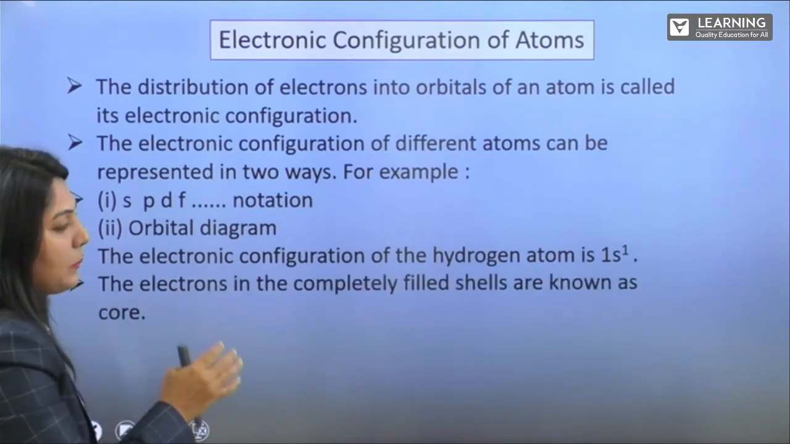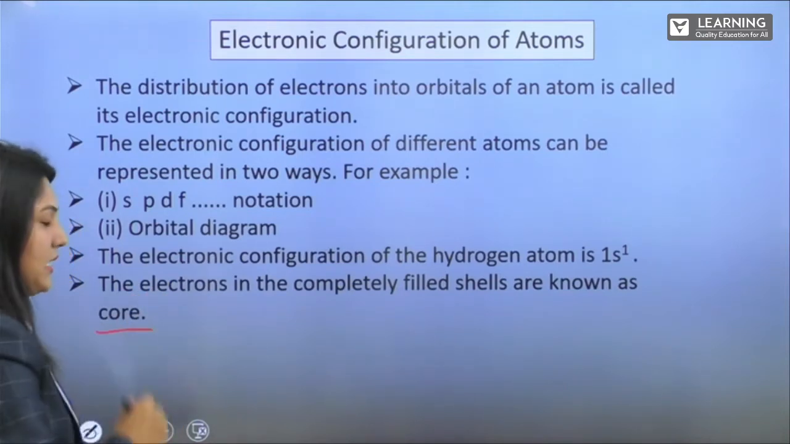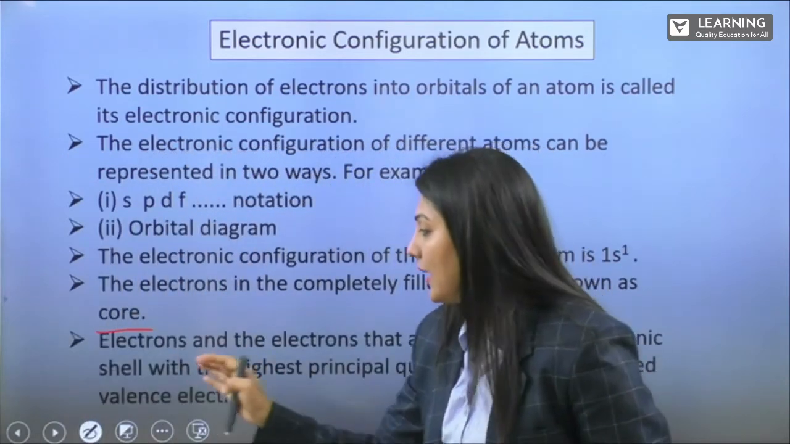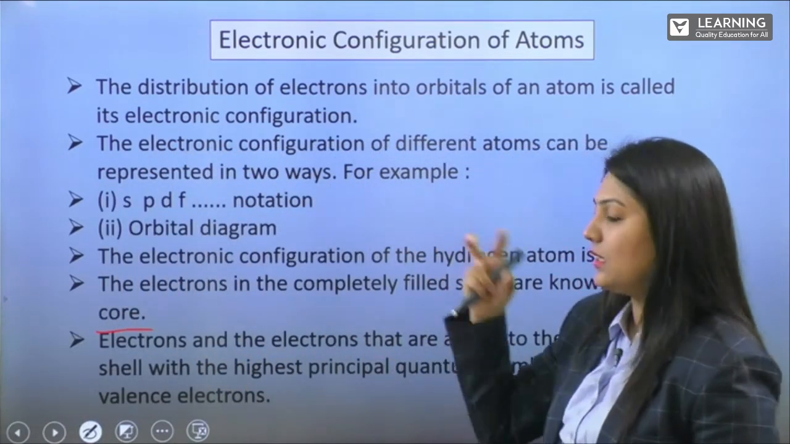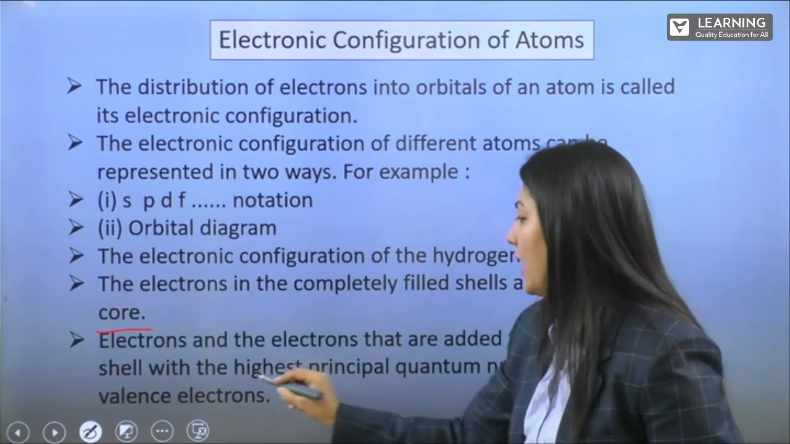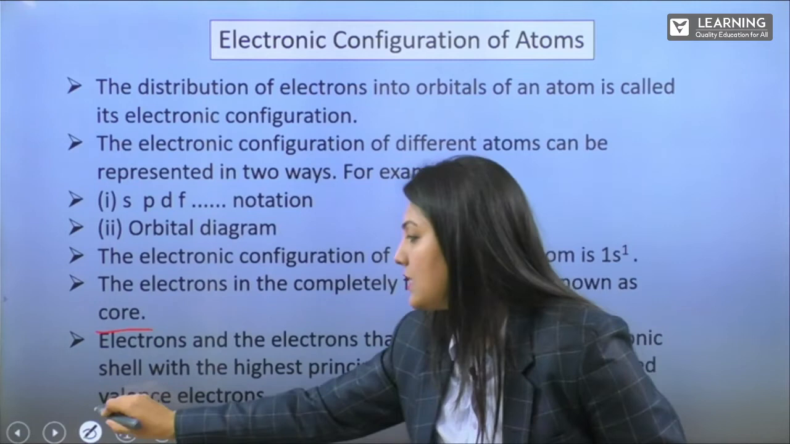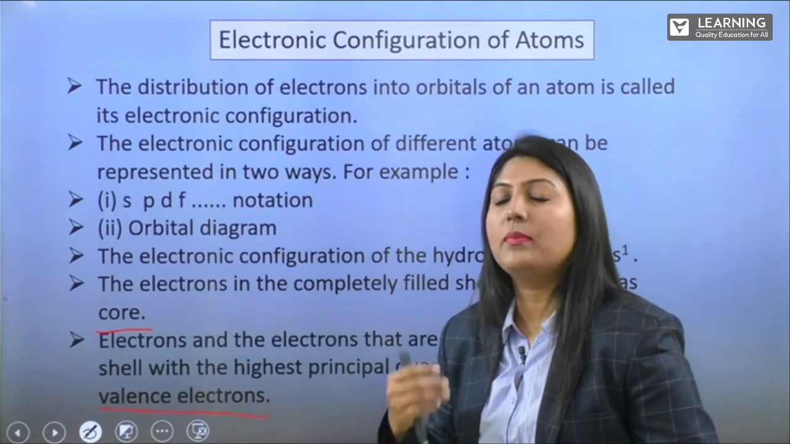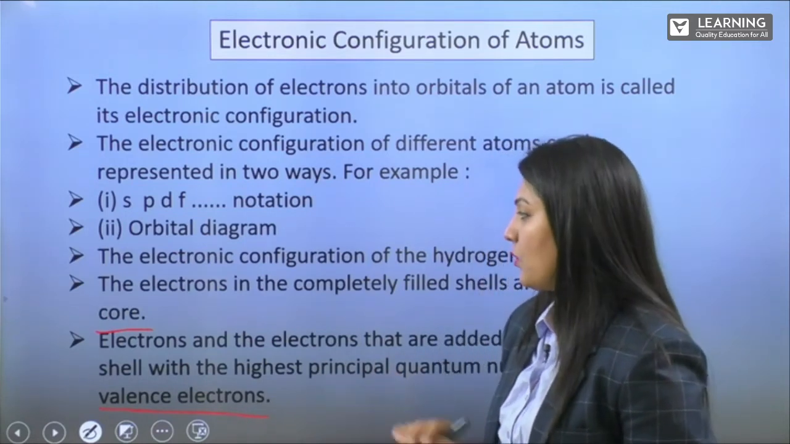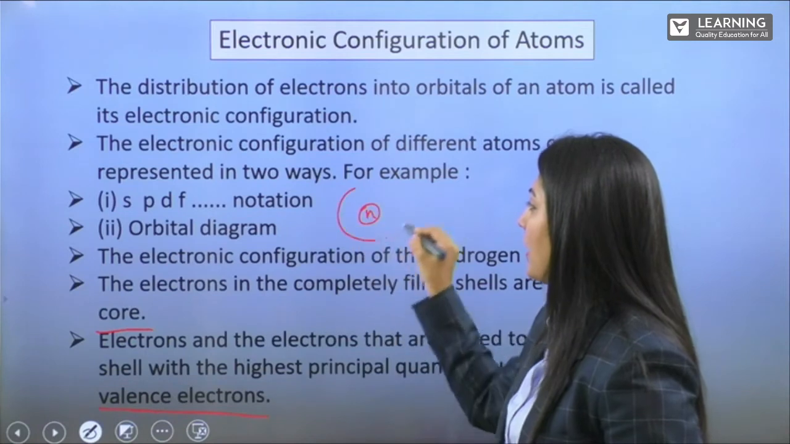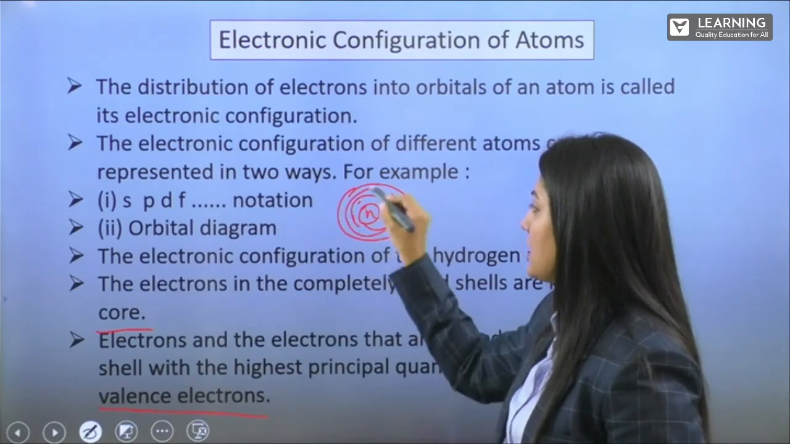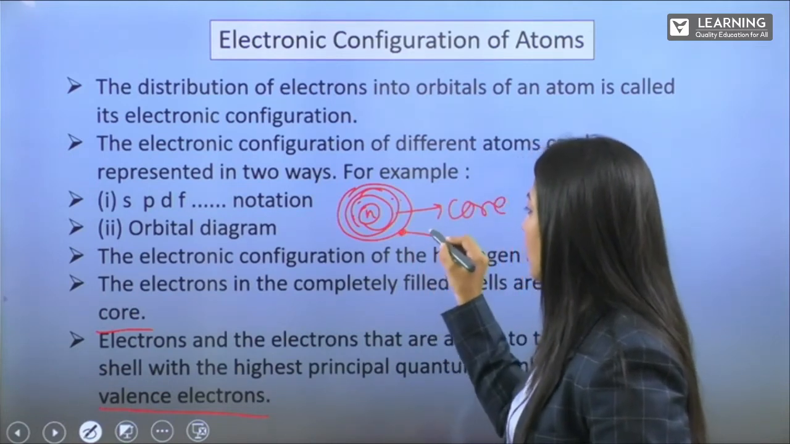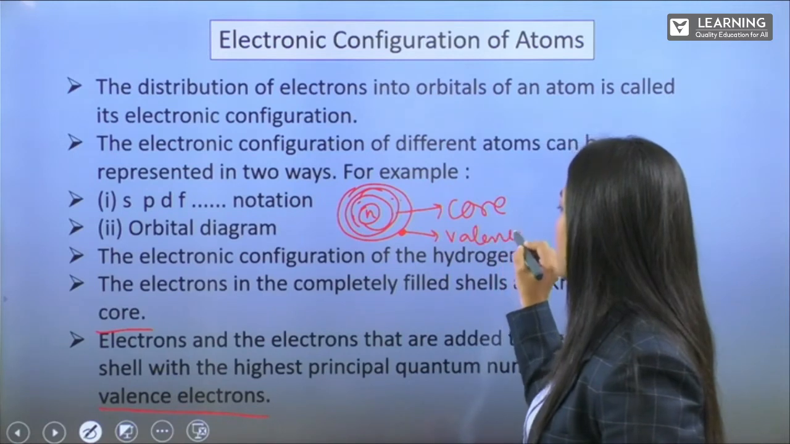The electrons in the completely filled shells are known as core shells, which are completely filled inside. And the electrons that are added at the outer shell, giving you the highest principal quantum number, is called the valence shell. You can also say the electrons present in the outermost shell will be called the valence shell. If I take the nucleus, the electrons inside the orbits will be called core electrons, and the outermost electrons will be called valence electrons.